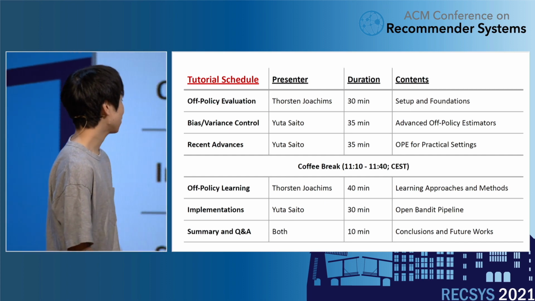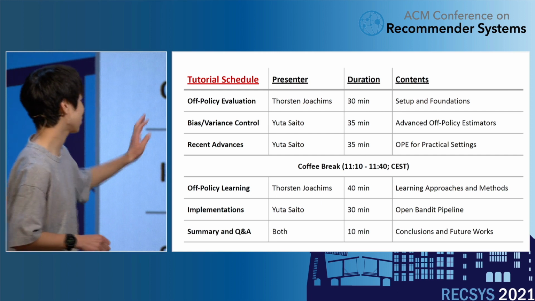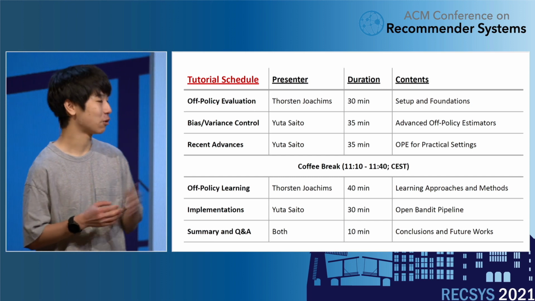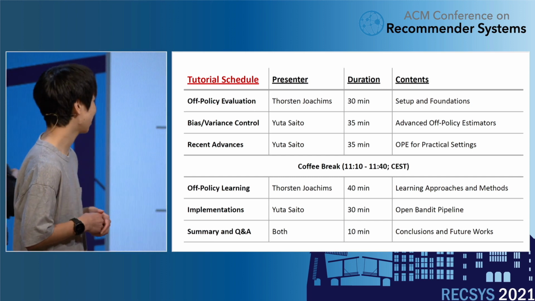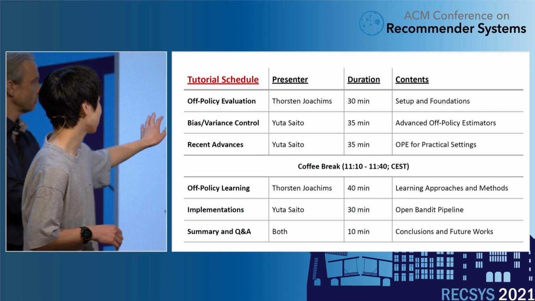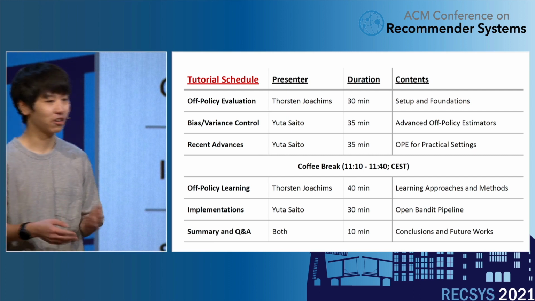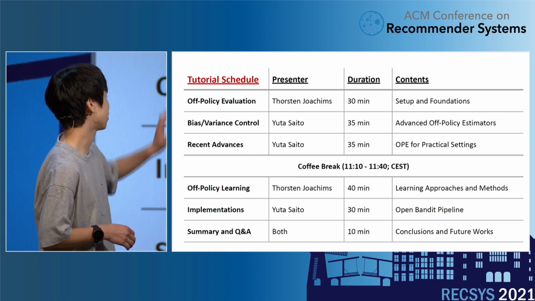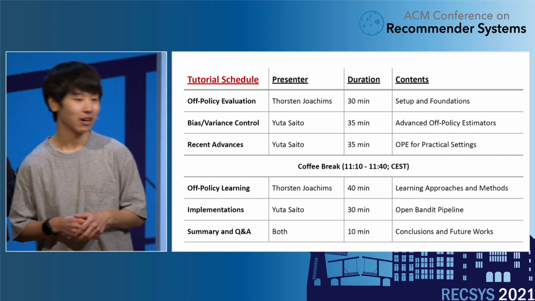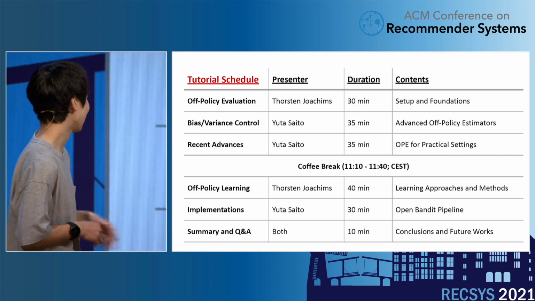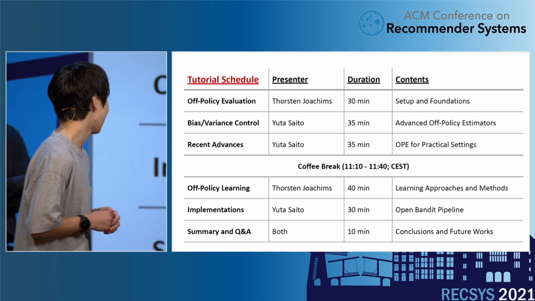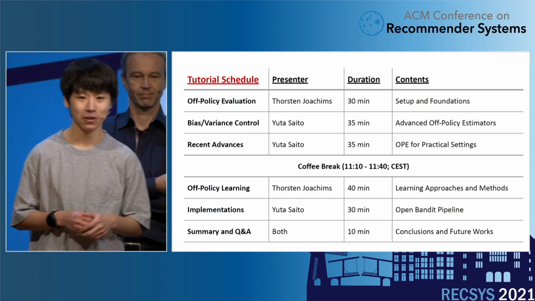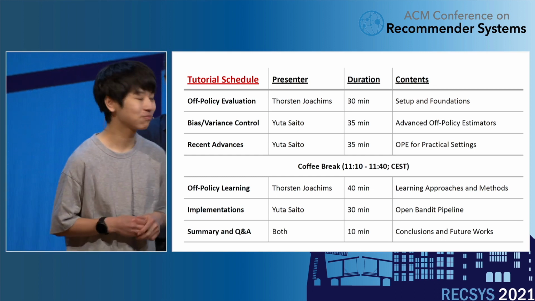And there's a second half, which is a bit shorter. Thorsten is going to talk about off-policy learning: how to learn a new, well-performing policy using only logged bandit feedback data. That's the topic there. Right after that, I'm going to talk about more practical stuff, implementation: how to implement off-policy evaluation and off-policy learning in an efficient, easy manner. There's a great package there. And right after that, there's a final section where we're going to summarize the whole tutorial and take some questions and answers. That's basically our plan.